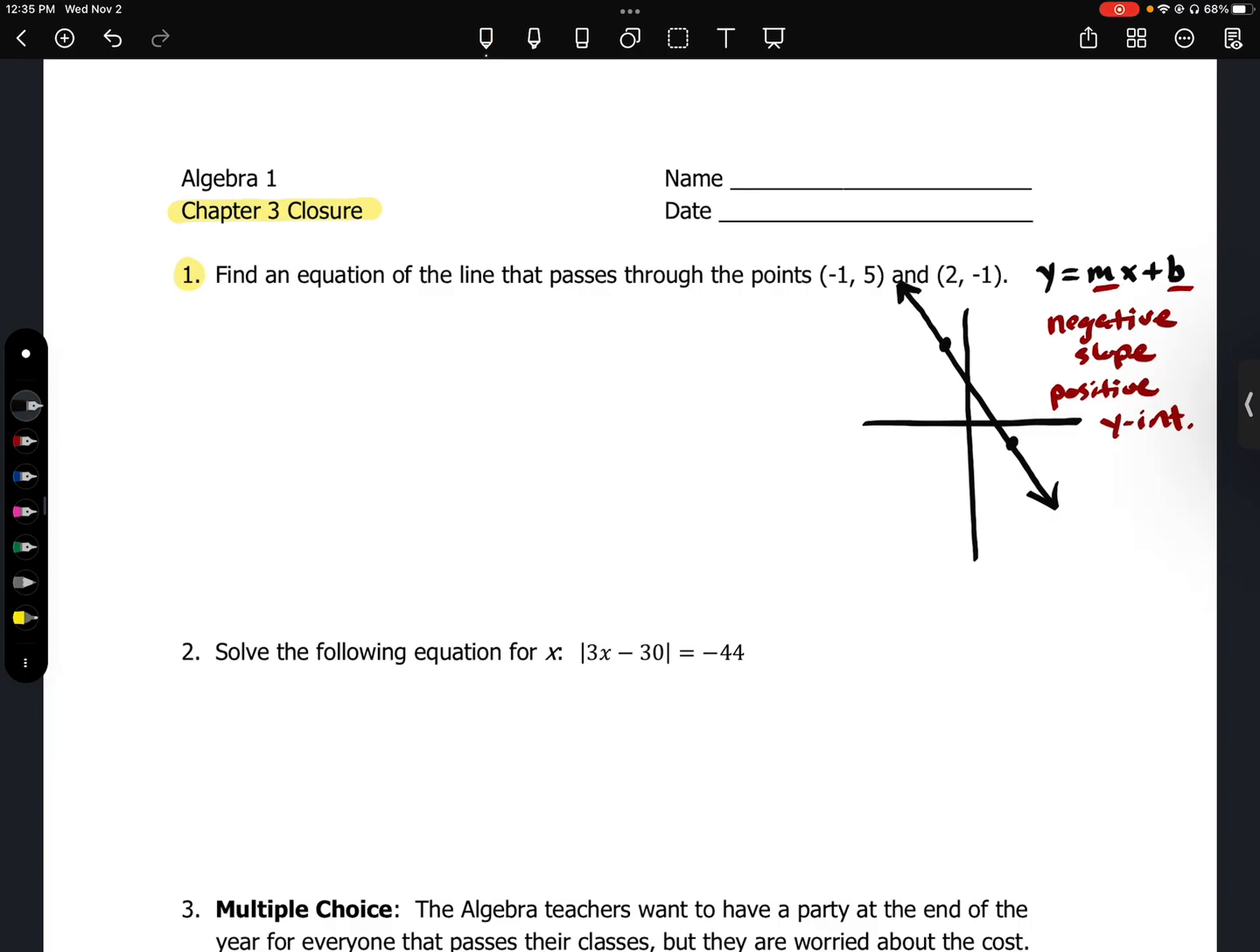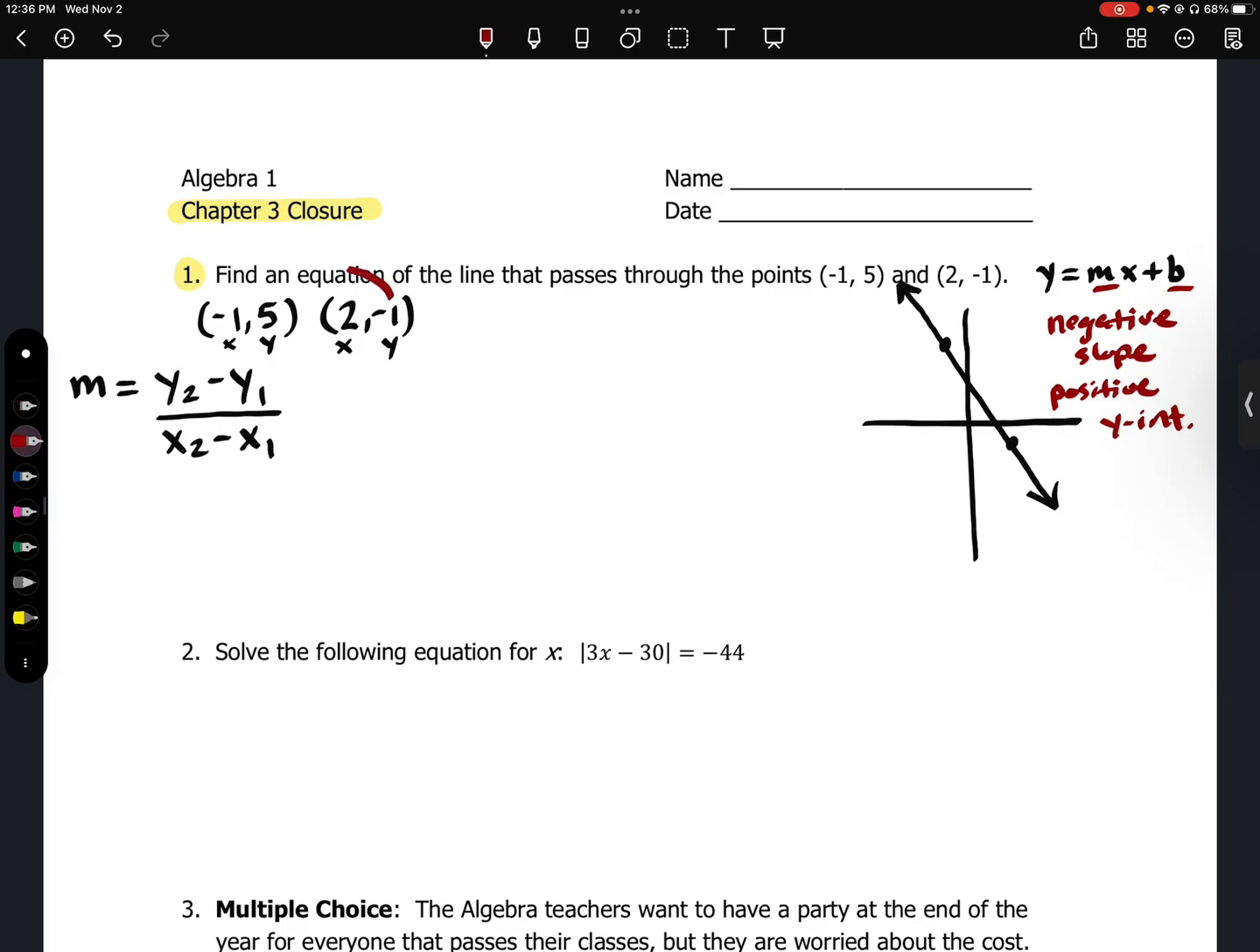To do this, we're going to take our 2 points. Our first point is -1, 5. The second point is the point 2, -1. Okay, we need to find the slope first, so we're going to use our slope formula. We've got m equals the difference between the y's over the difference between the x's. So please remember, x comes first, y comes second, right? It's alphabetical order like that.